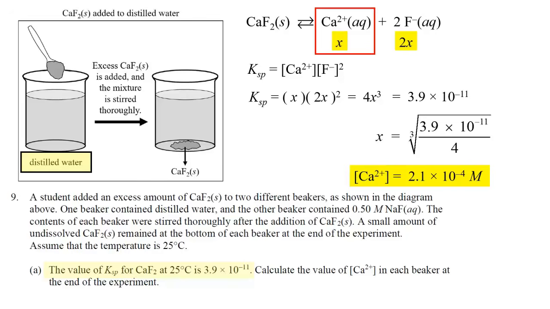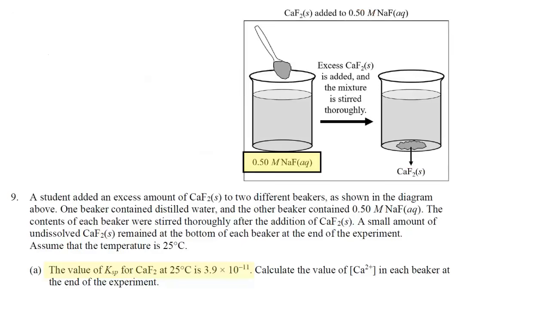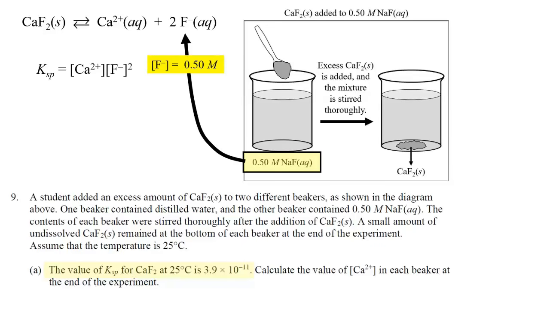Now let's calculate the value for the concentration of the calcium ion in the other solution that was prepared, the one that was prepared by adding excess solid calcium fluoride to a 0.50 molar solution of sodium fluoride. In other words, there's already fluoride ions present in this solution before the calcium fluoride is added. Now, instead of thinking of this as X and 2X, we already know, based on the given information, that the concentration of the sodium fluoride is 0.50 moles per liter.